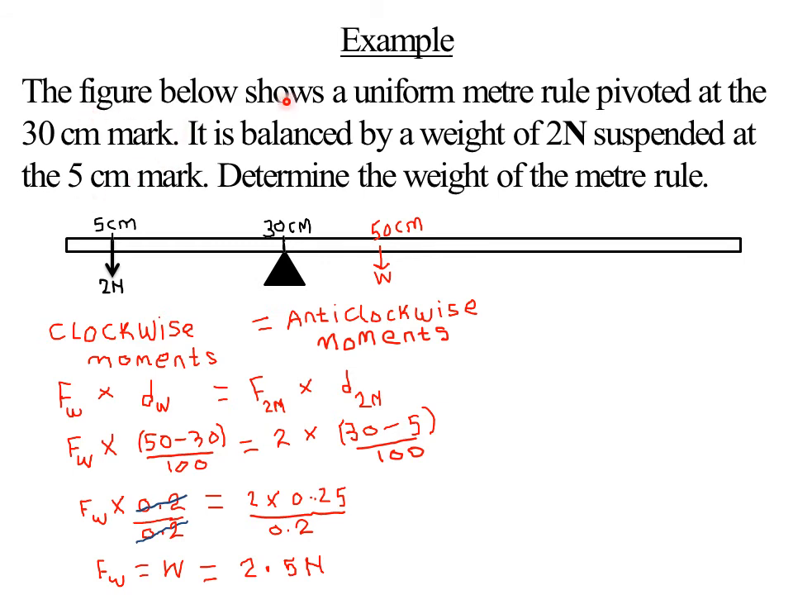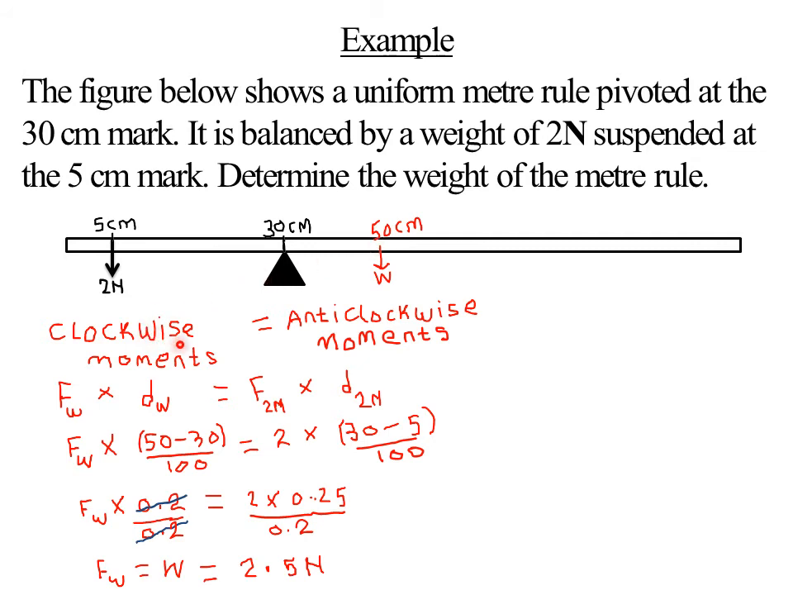Then we are also told that the figure below shows a uniform meter rule pivoted at the 30 centimeter mark. It is balanced by a weight of 2 Newton suspended at the 5 centimeter mark. So determine the weight of the meter rule. The most important thing is to note that the weight will always act at the midpoint. So if it is a meter rule, which is 100 centimeters, then the weight will act at the 50 centimeter mark. If it was a half meter rule, which means its total length is 50 centimeters, then the weight will act at the 25 centimeter mark. So that is the most important point to note, that the weight always acts at the midpoint, or where the COG will actually be.